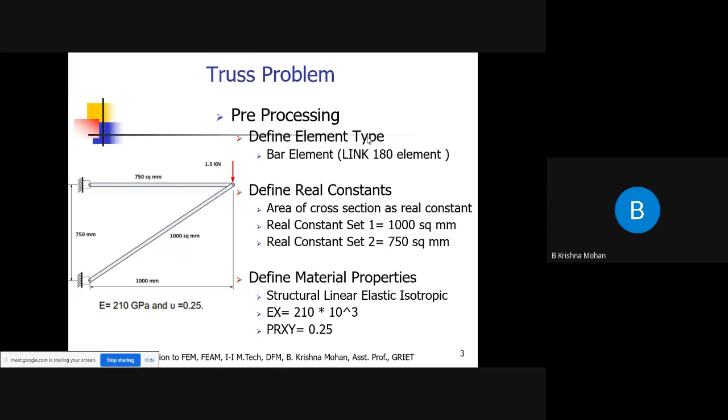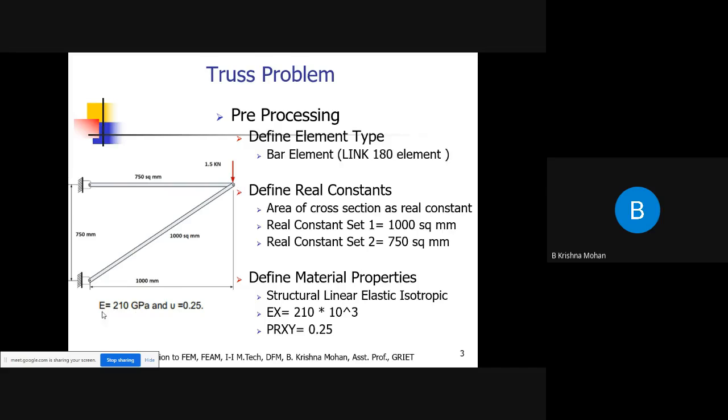the type of element. You need to define the type of element. As already told, we are going to use bar elements. In ANSYS, we use LINK180 elements. This LINK180 has a property which behaves like a bar element. You can convert this into a 2D problem. Each member will be a 1D member, but they are distributed in 2D space. You can also use 3D if needed.